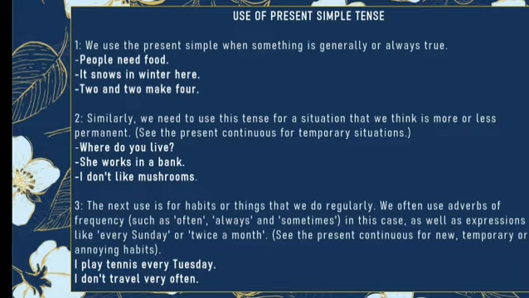Number 3, the next use is for habits or things that we do regularly. We often use adverbs of frequency such as often, always, and sometimes, as well as expressions like every day or twice a month. See the present continuous for new, temporary or annoying habits. Example: I play tennis every Tuesday. I don't travel very often.